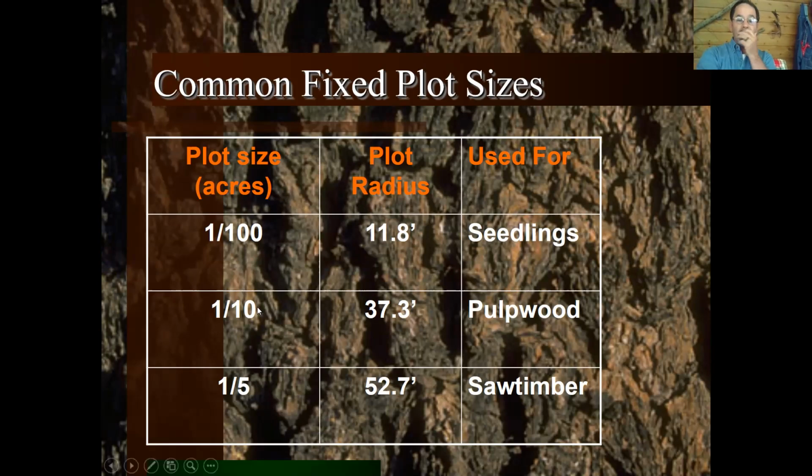We see a 1/10th acre plot. That's used when the stand develops and is a little bit older, maybe for pulpwood. That would give you a 37-foot radius. And then a 1/5 acre plot could be used when you're dealing with larger diameter trees. That's a 52.7 foot radius.